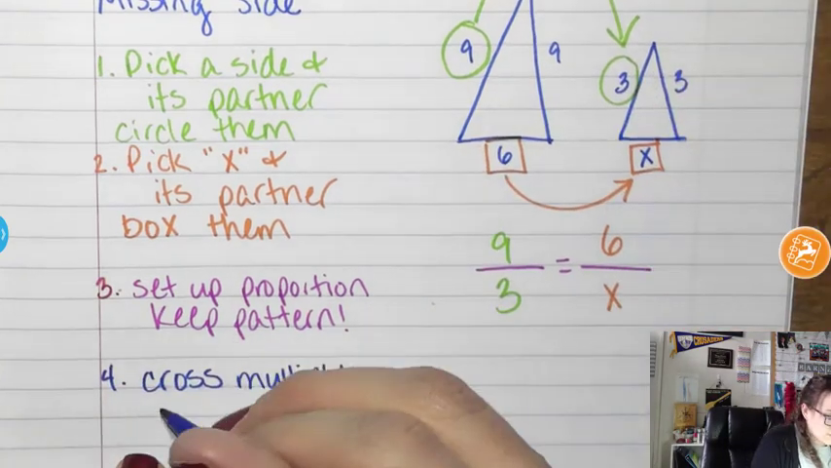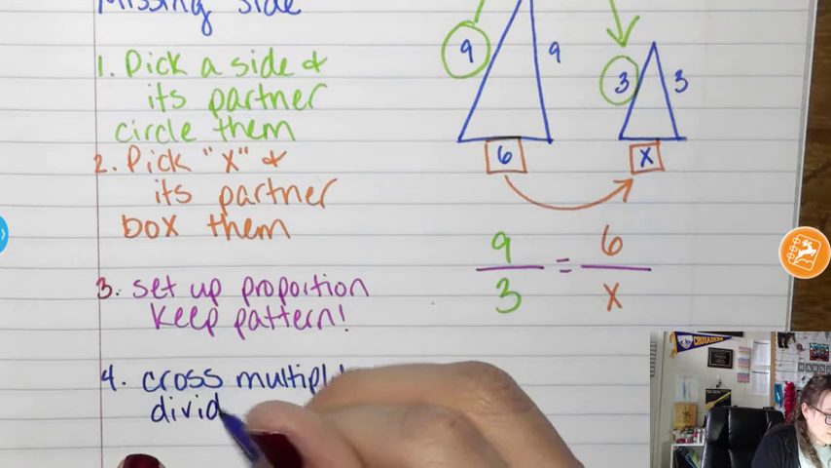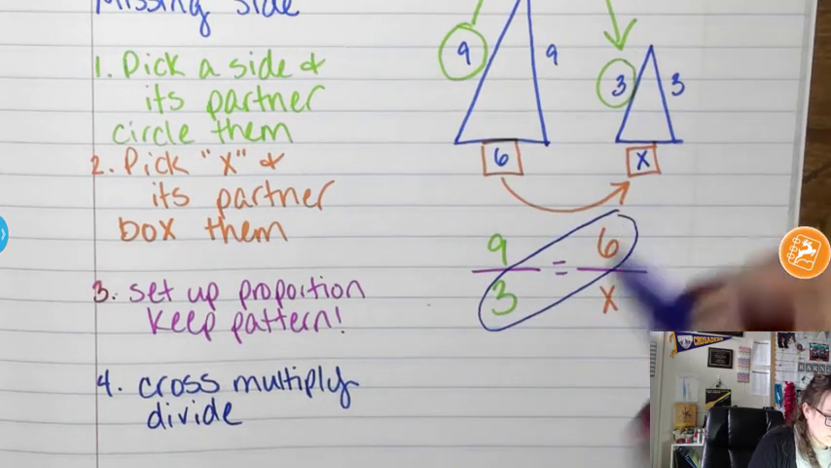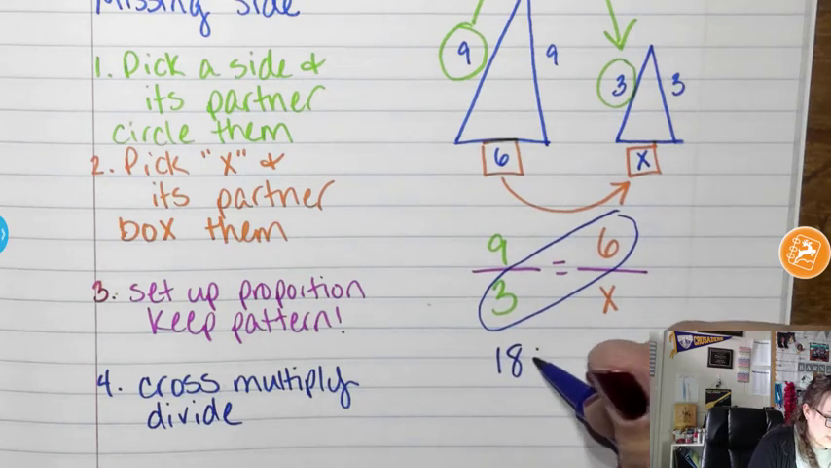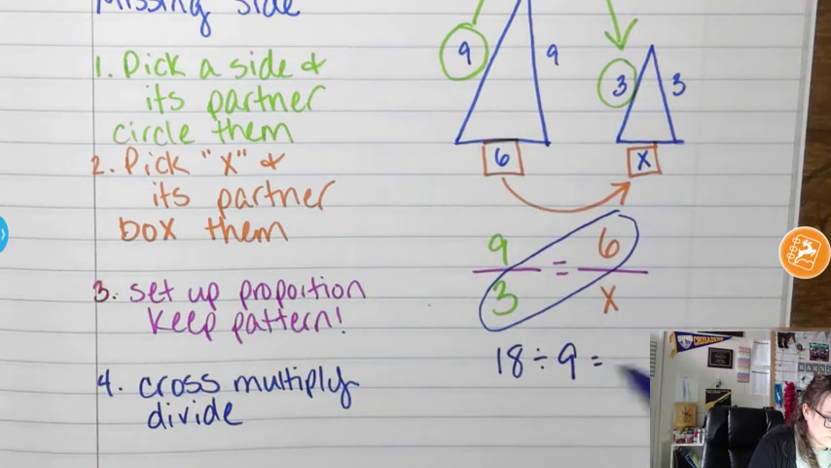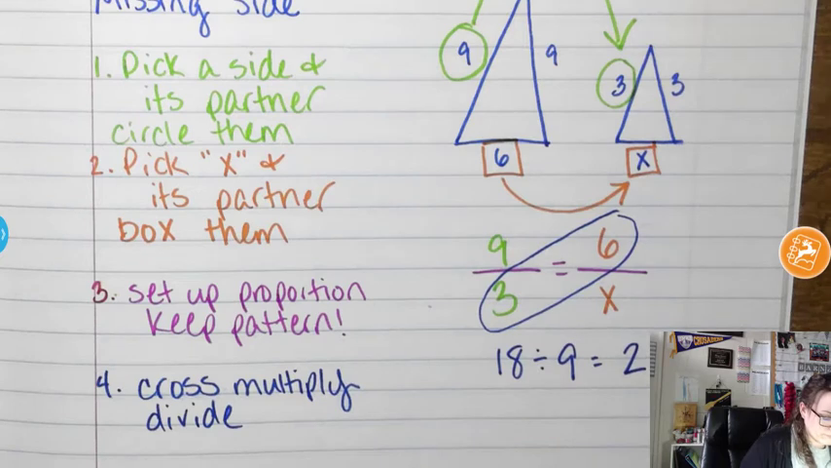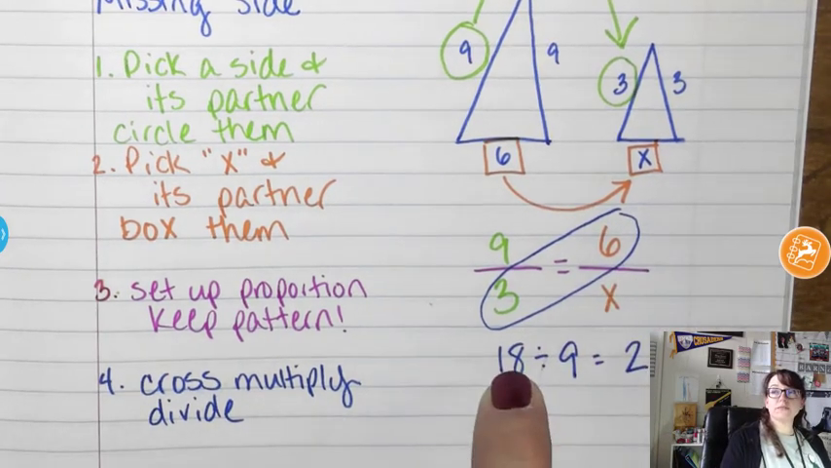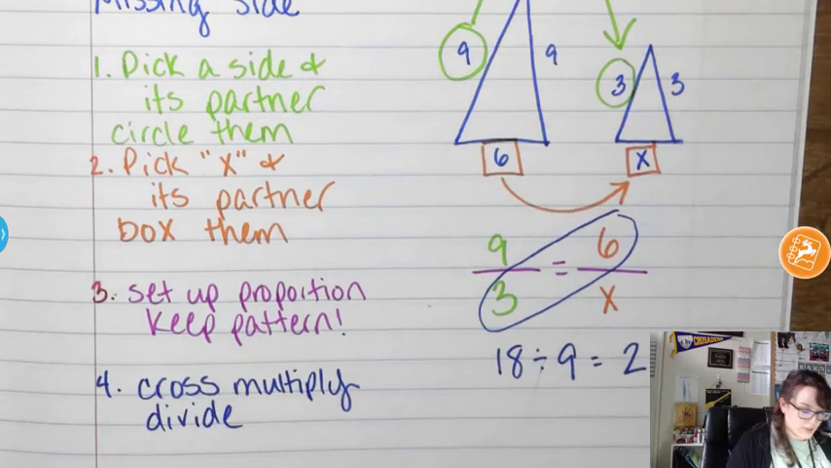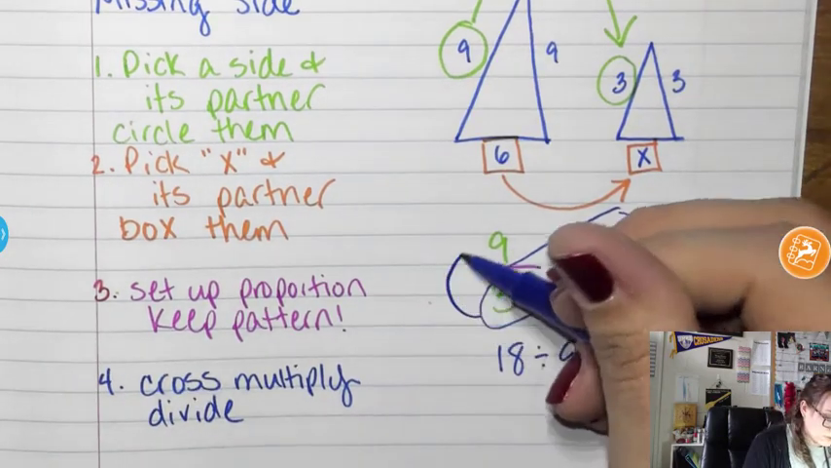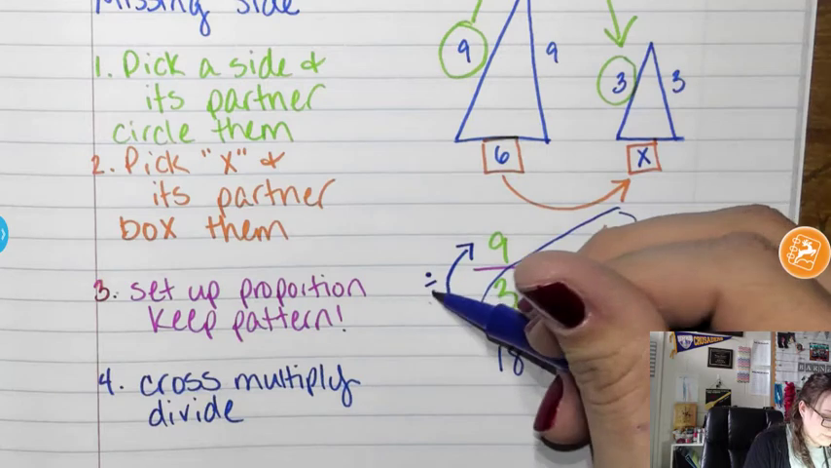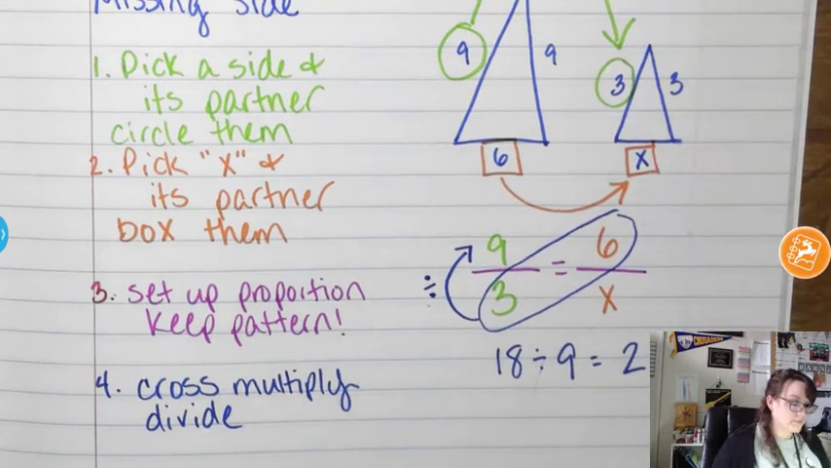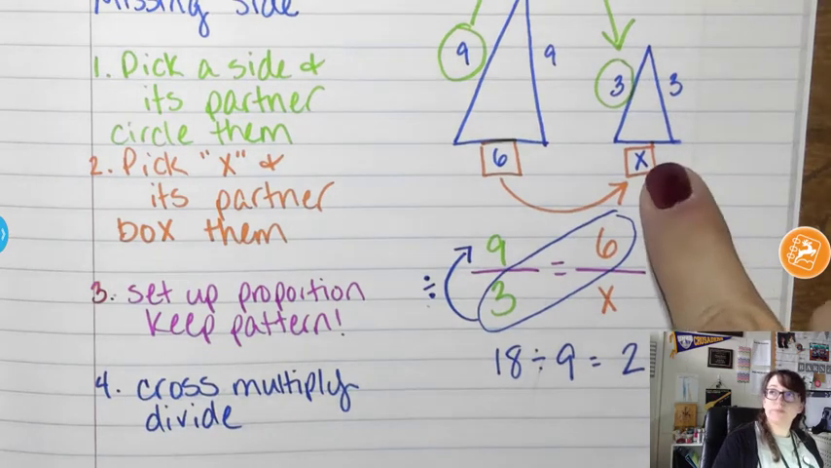Okay. So then we solve it, cross multiply, divide. 6 times 3. It's 18. And what's 18 divided by 9? 2. That's it. 6 times 3 is 18, and then we divide by that third number. Divide by 9. That equals 2. That's it. So the missing side is 2.